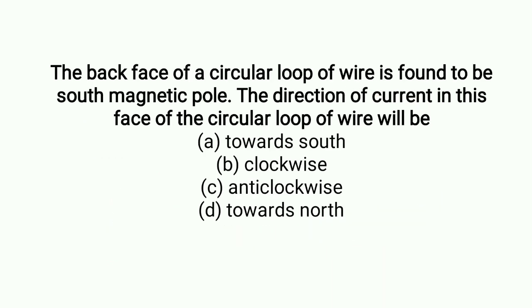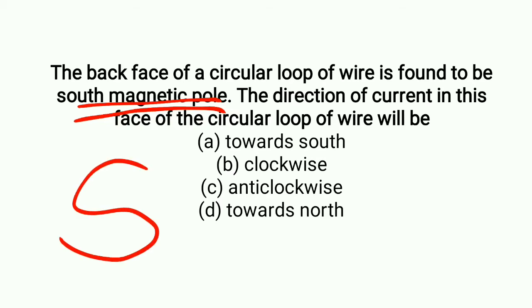The back face of a circular loop of wire is found to be a south magnetic pole. The direction of current in this face of the circular loop of wire will be. Just now I told you, whenever it is a south magnetic pole, the direction of the current is clockwise. So here option B, clockwise, is the correct answer.